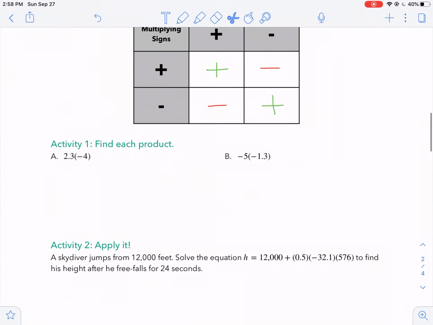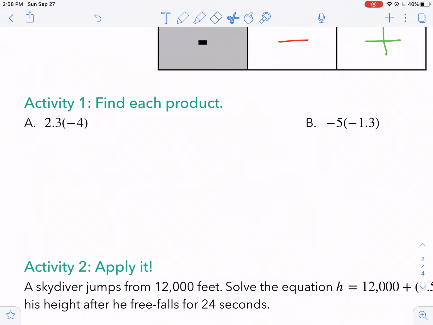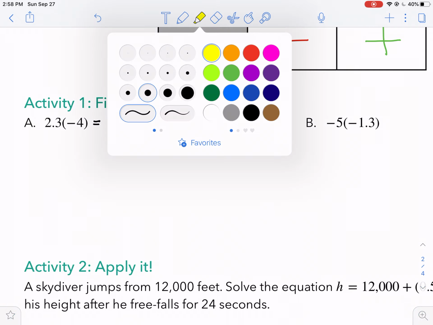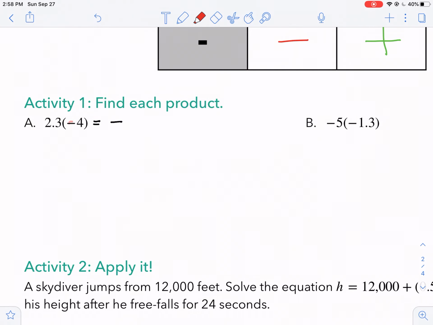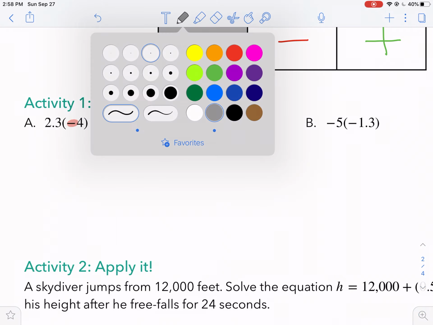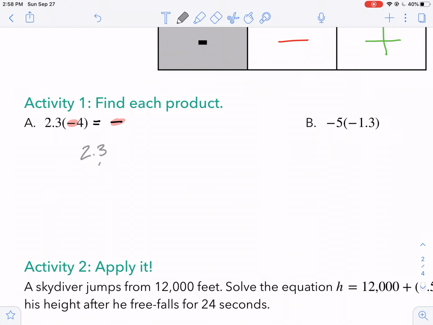It's a helpful reminder. Okay, so let's find each of these products. First, let's check the sign. So we have only one negative, so that means it is going to be a negative number because we have one little negative sign right here. Now let's do the rest of the multiplication by itself. So we have 2.3 times 4. 3 times 4 is 12, and 2 times 4 is 8, plus 1 is 9. So that gives us 9.2. So our final answer is negative 9.2.